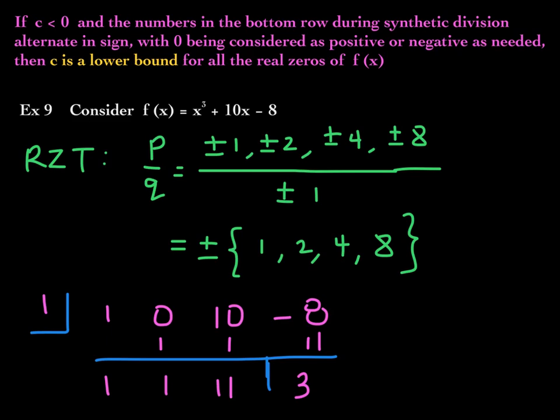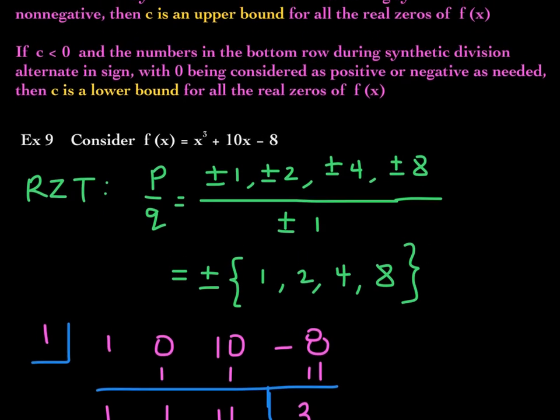Okay, we found that 1 is not a 0, right everybody? But I want you to notice the signs in the bottom row of the synthetic division. They're all non-negative, right? They're all positive. In addition, notice that this c value is positive. I'm going to scroll back up on the screen and show you what the Boundedness Theorem says.